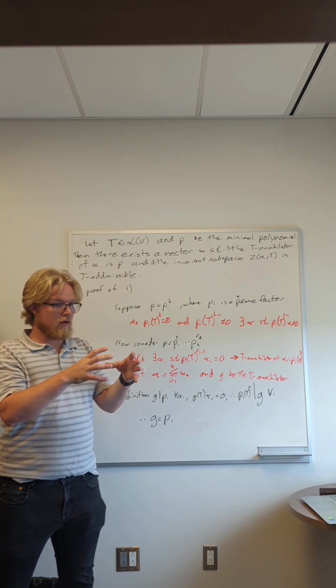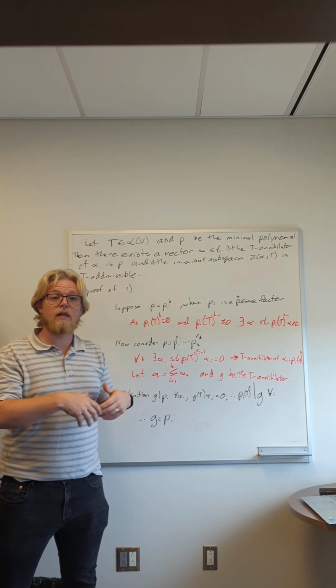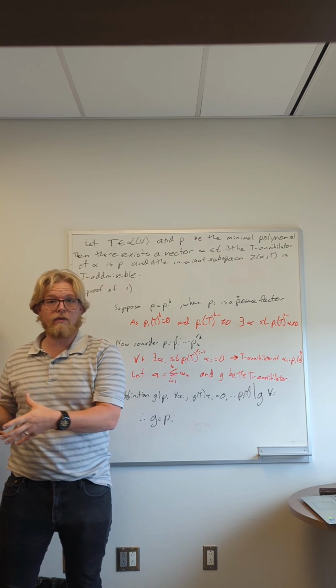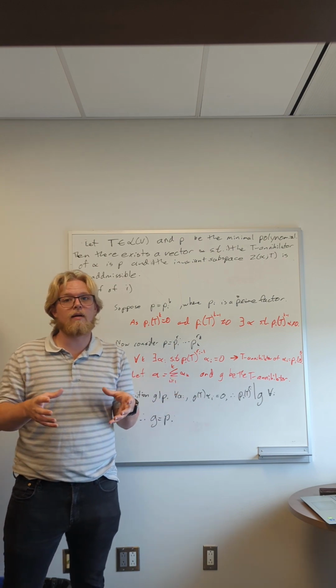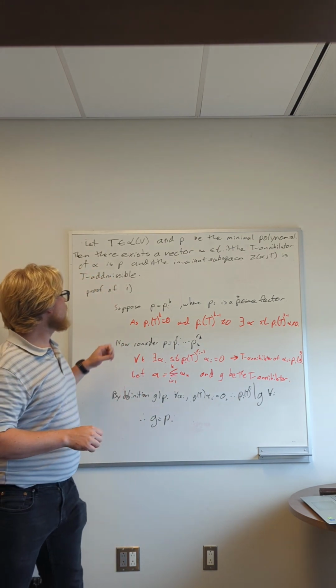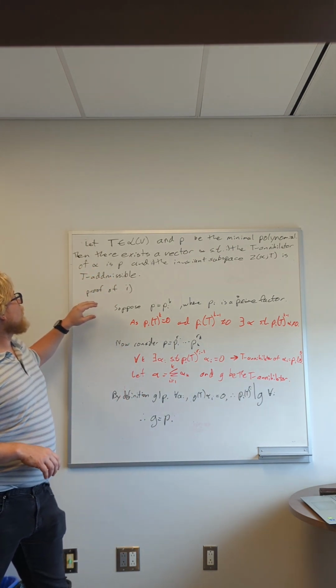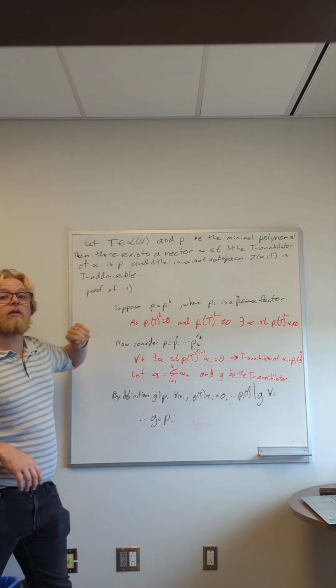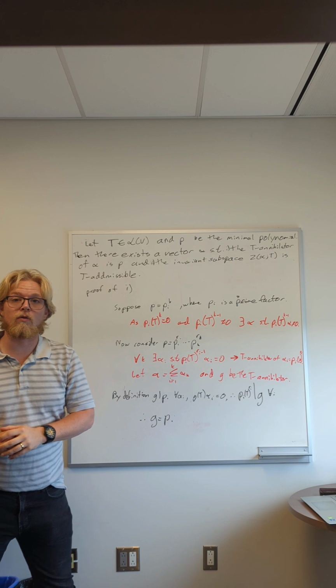subspace that is T-invariant and a complementary subspace that is T-invariant, such that the direct sum gives V. So what we're going to do right now is prove the first step, and in the next video we'll prove the second step.